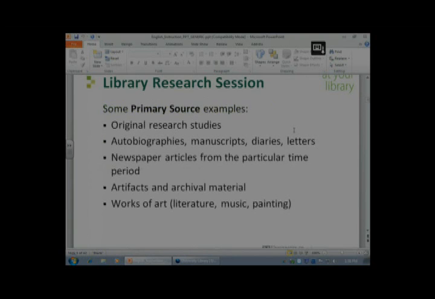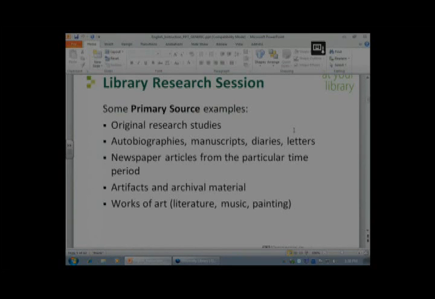Some examples, I've said a few already, but original research studies. So if you've developed new research in the sciences, or even in an English class, if you're the first one to say something absolutely new about a particular novel that you're studying, it's not primary research in the sense that you've created a literary work, but you've created an original research study based on that topic.